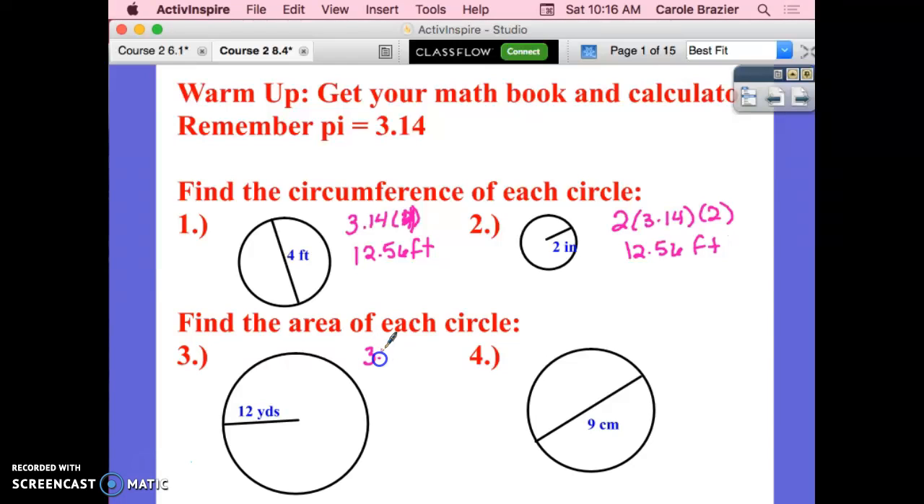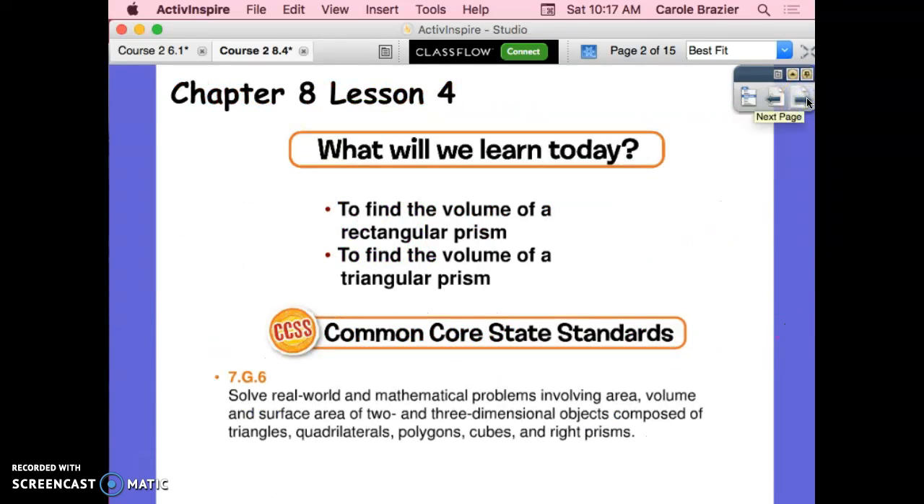Okay? For number 3, you had to do pi r squared. So you have 3.14 times 12 squared. So you should have gotten 452.16 yards squared. Number 4, this is a diameter, so I have to cut it in half. So you would have gotten 3.14 times 4.5 squared, and you should have gotten 63.59 centimeters squared.